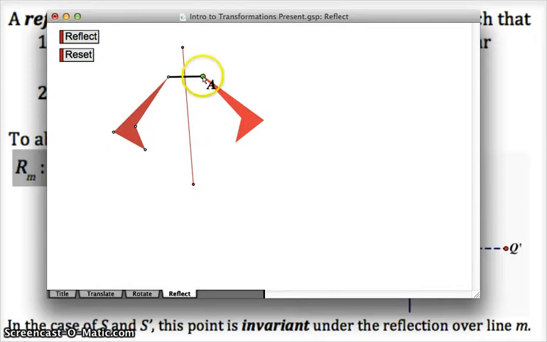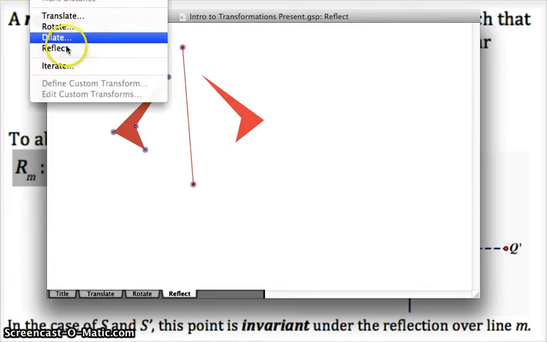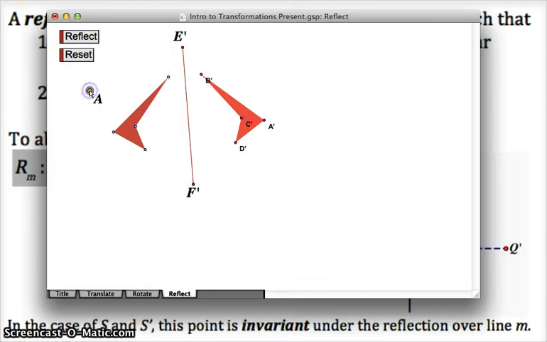Oh, it kind of does. You know what? I'm going to select all the points. I bet I could do it this way. Reflect. Okay, so now all the points are there. Oh, and look, it labeled them as primes and all that stuff.